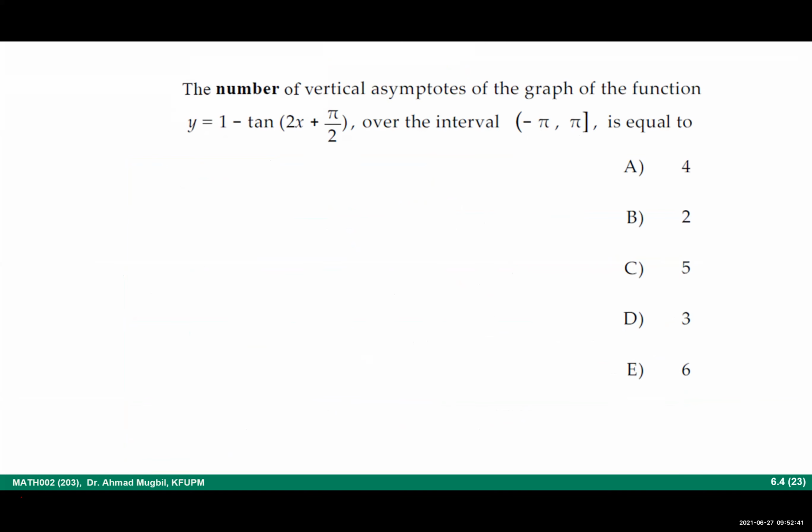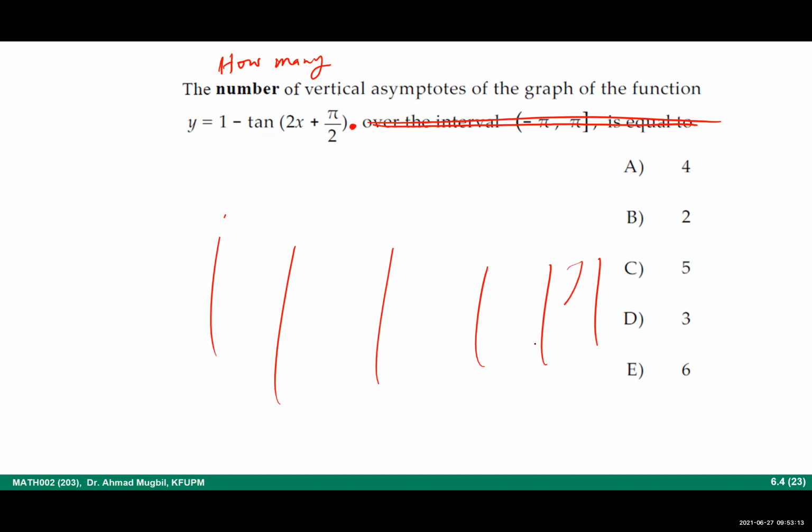Now, let's practice by solving some old exam questions. He is asking about how many. What is the number of vertical asymptotes of the graph of this function? If he stops here, what will be the answer? Forget about this. Of course, infinitely many, because you know that the graph of tangent will go like this forever, the vertical asymptotes. So it has infinitely many.